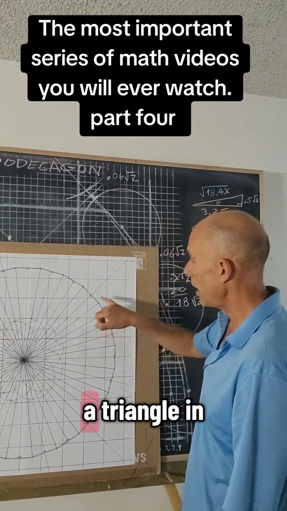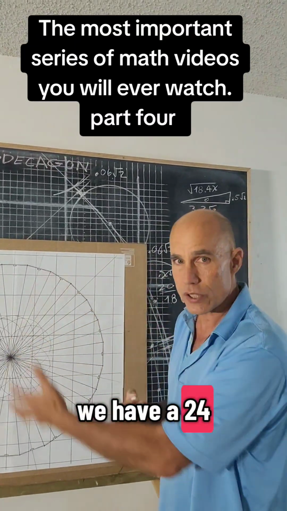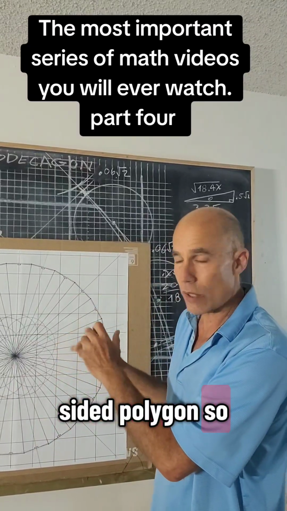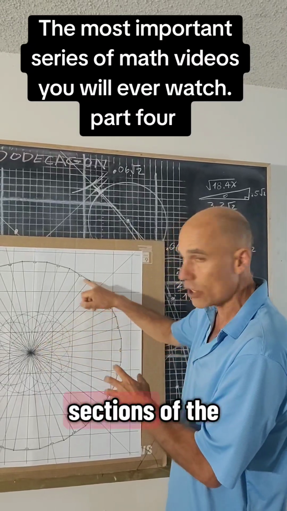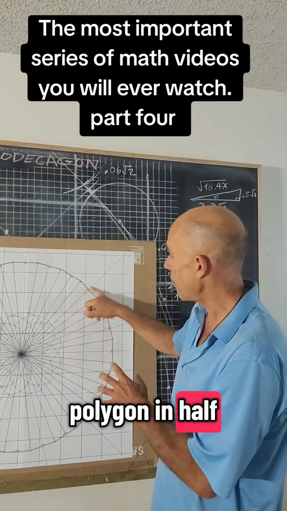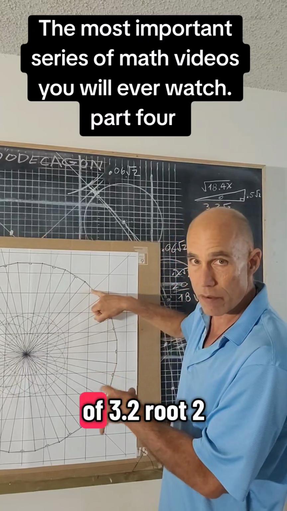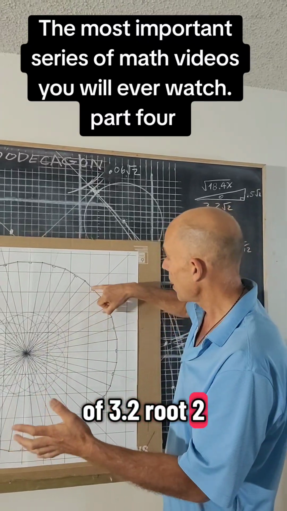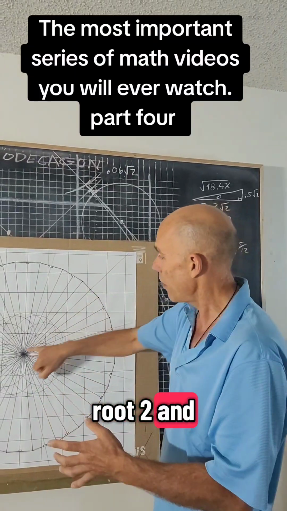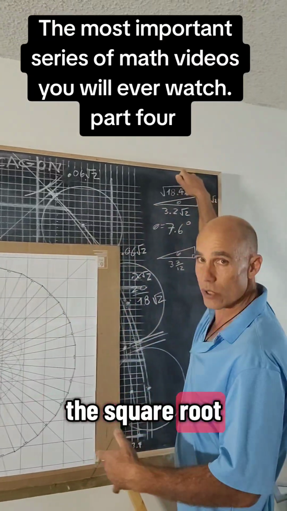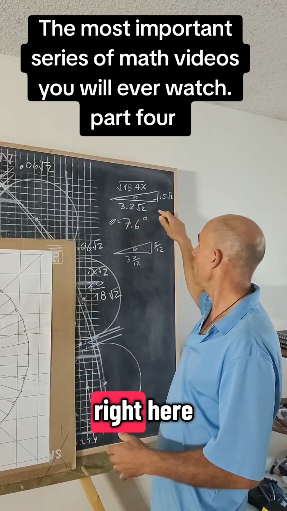So we have a triangle in here then. We have a 24-sided polygon, so we have 24 triangles. We can divide each of these triangles, each of these sections of the polygon, in half. So we have these little triangles with the base of 3.2 root 2, then the short side of 0.5 root 2, and then the hypotenuse, the square root of 108.4 dec. So this is what that looks like right here.